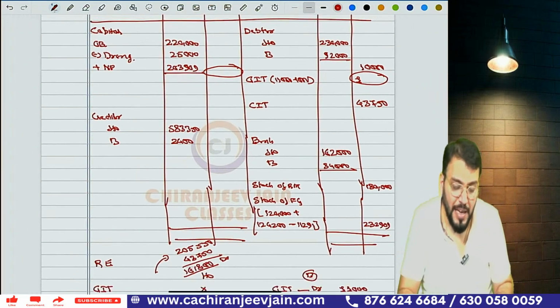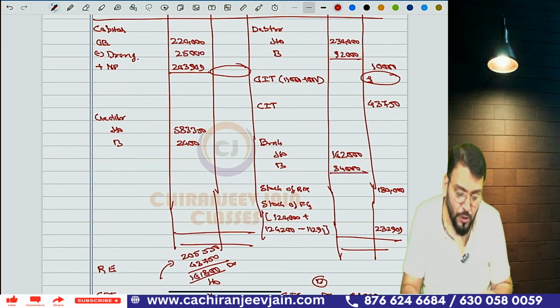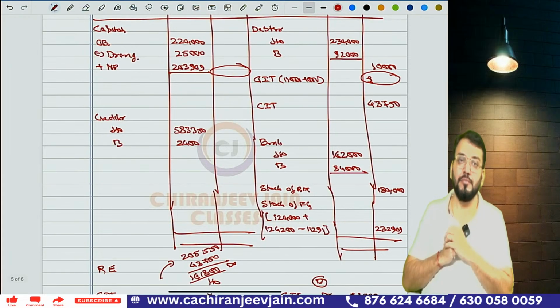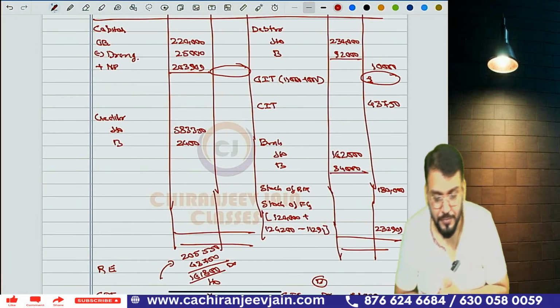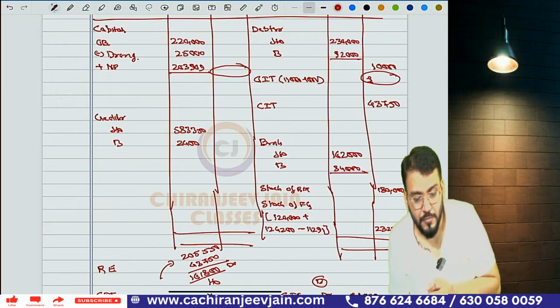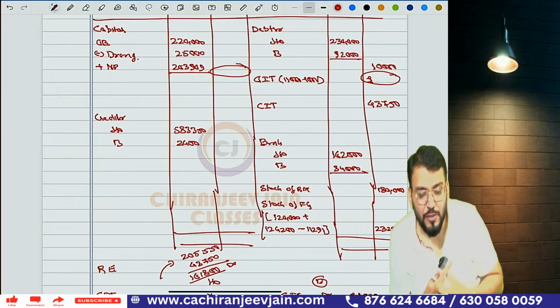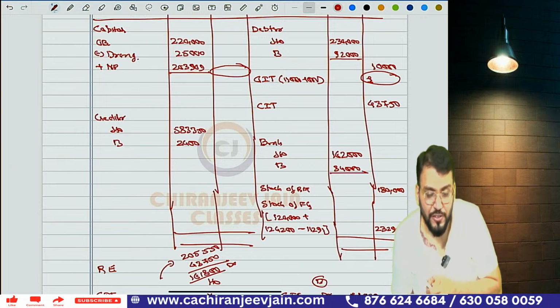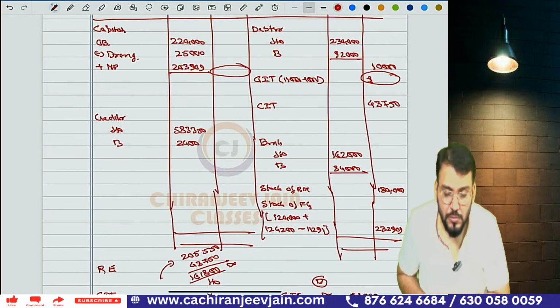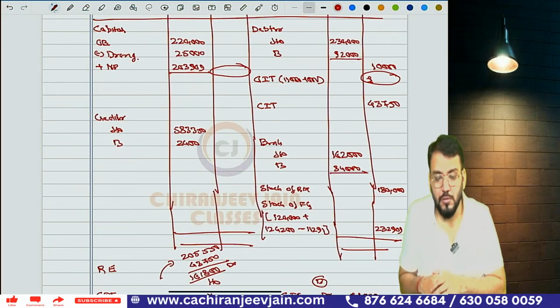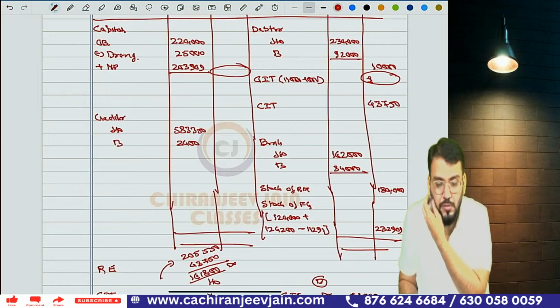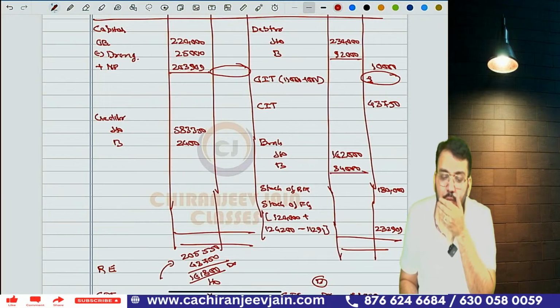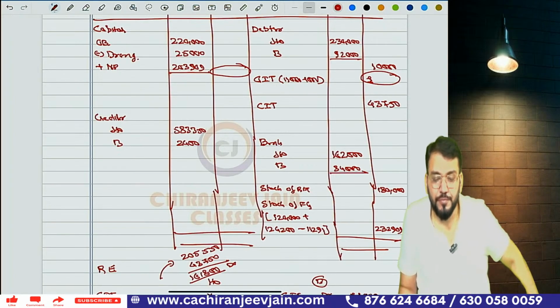Now your balance sheet will also tally. You can just make a total, the balance sheet will tally. Just check it. 1,24,200 is the balancing figure of branch account. Naresh, what is your doubt? Have you understood now?